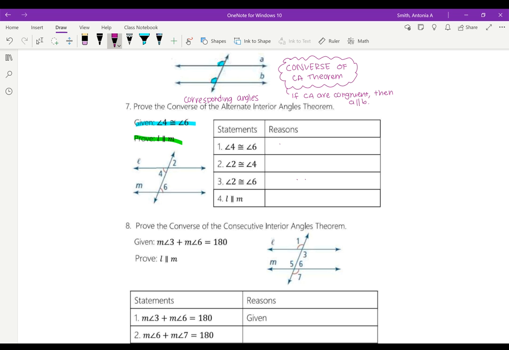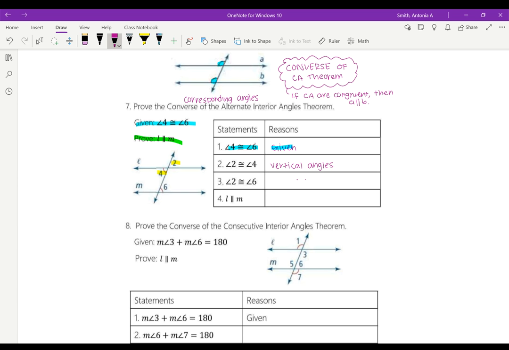Okay, so first reason is always the given information. Okay, statement number 2, angles 2 and 4 are congruent. Well, if I go to my picture here, here's angle 2 and here's angle 4. What kind of relationship do they have? Well, they're vertical angles. And we know that vertical angles are congruent. So angles 2 and 4 must be congruent.